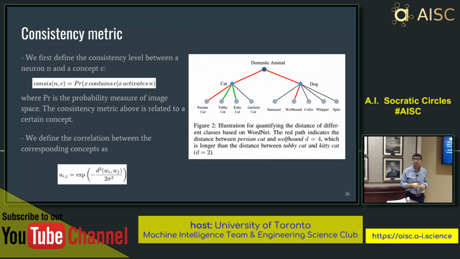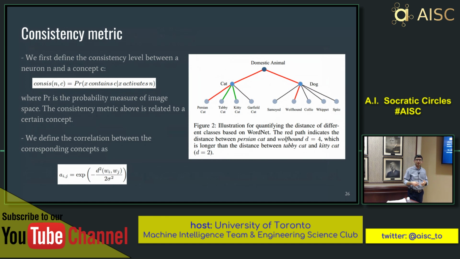What is tabby over here? I know that D is a distance metric, but what are WI and WJ here? I assume they are the class labels, like word I and word J on the WordNet graph. Yes, in the network they are the class labels.